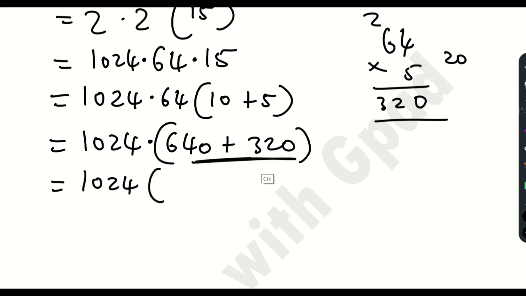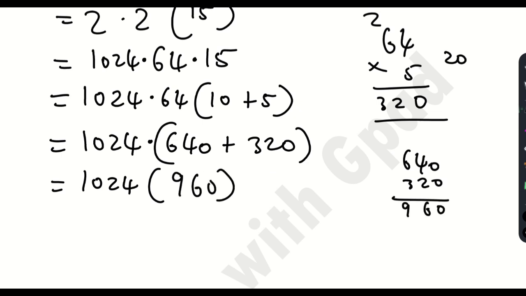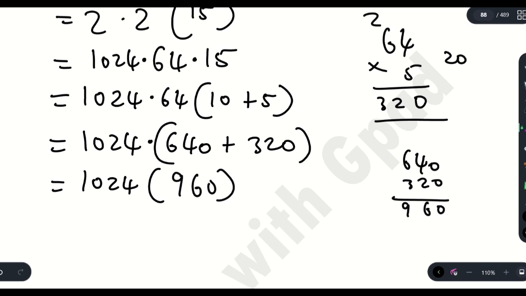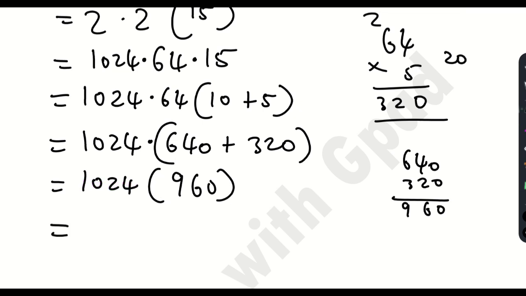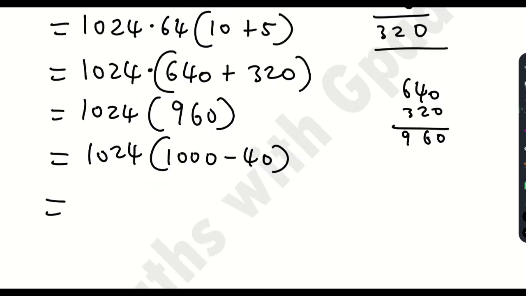I'm going to add these two numbers, 640 plus 320. That's what, 960. So 960. Again, I ask you, is it easy to multiply these two numbers? Well, you might say yes, you might say no, but let's still manipulate this 960 again, because 960 is 40 less than 1000, and it's very easy to multiply any number by 1000. So instead of writing 960, I will express 960 as 1000 minus 40.